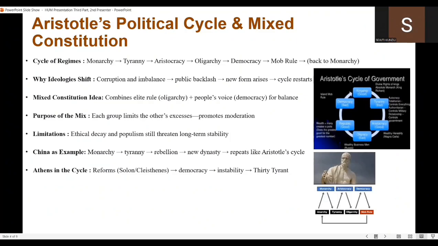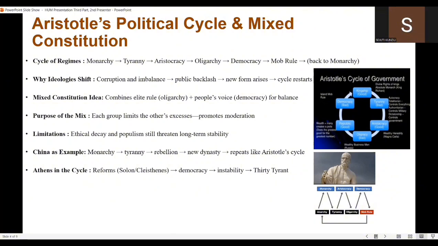Aristotle believed that political systems are temporary and follow a cycle. Monarchy decays into tyranny, aristocracy into oligarchy, democracy into mob rule, and then the cycle restarts. These ideological shifts happen due to corruption, imbalance, and public dissatisfaction.